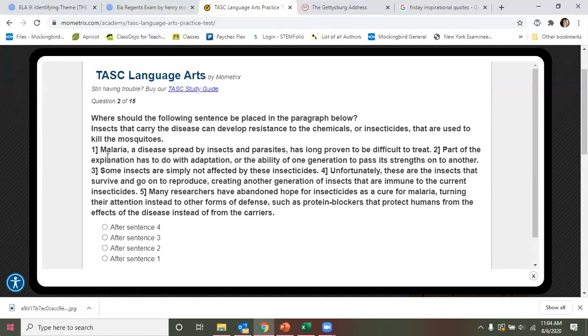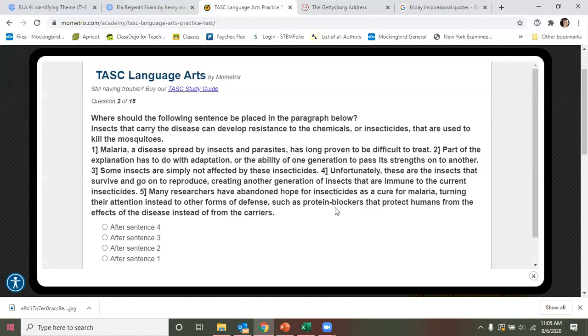Unfortunately, these are the insects that survive and go on to reproduce, creating another generation of insects that are immune to the current insecticides. Many researchers have abandoned hope for insecticides as a cure for malaria, turning their attention instead to other forms of defense, such as protein blockers that protect humans from the effects of disease instead of the carriers. So insects that carry the disease can develop resistance to the chemicals, insecticides that are used to kill mosquitoes.